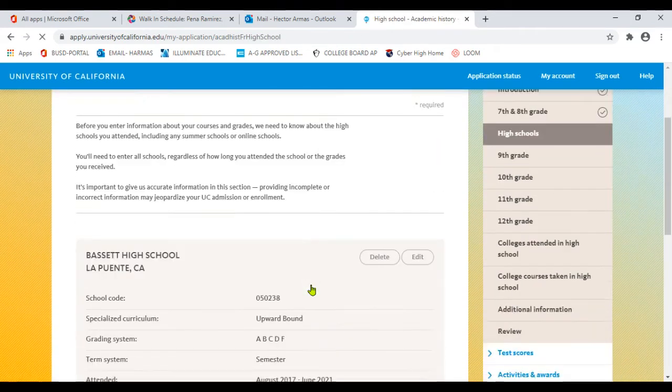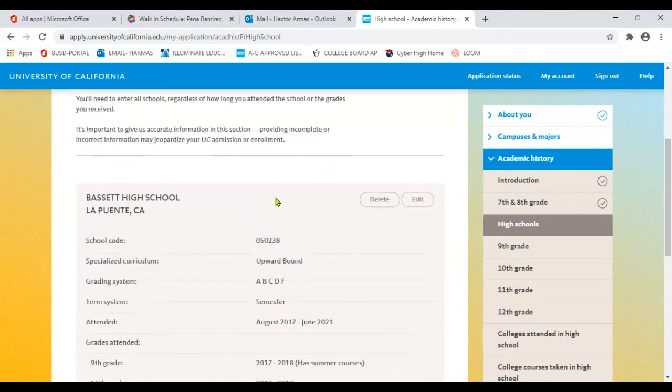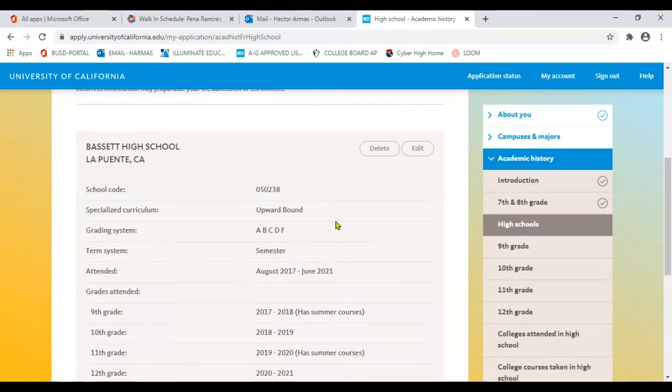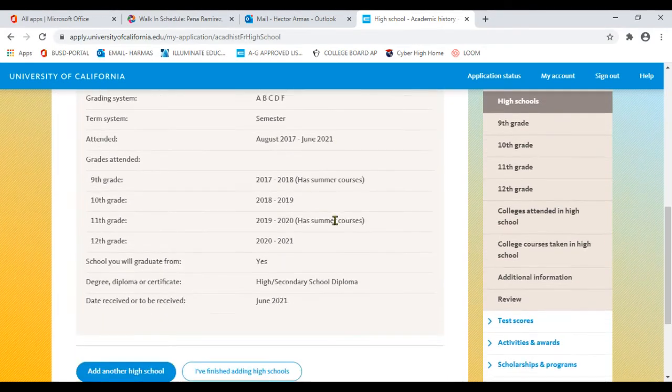And now it says right here, before you enter information about the courses and grades, we need to know about the high schools you attended, including summer schools. Okay, wait a minute. So now it basically gives me a synopsis or a history for a review of what I included on here.